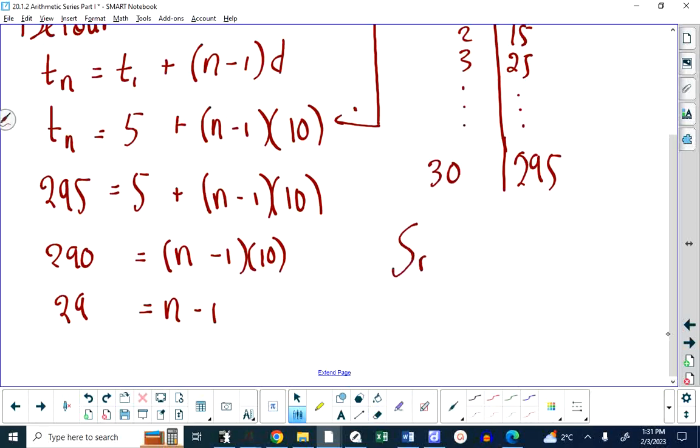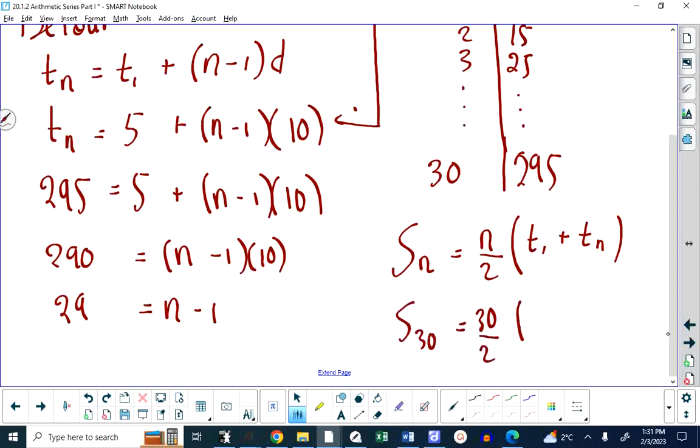So we can use this formula. Hey, you can use the other formula too if you want. But I think this formula is easier. This is Euler's formula. Add the first and the last terms, divide by 2, and multiply by how many you have. So we're going to have S30 equals 30 over 2 times the first term plus the last term. 4,500.